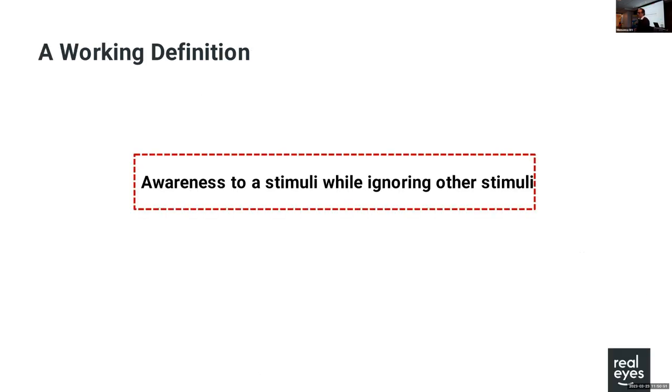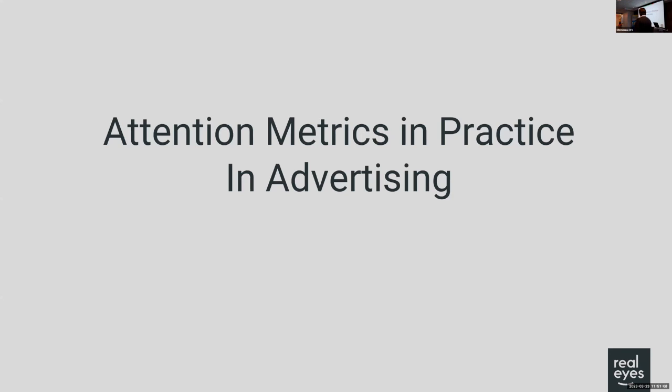But to get through the next 15 minutes, I thought we should at least align on a definition for purpose of discussion. So awareness to a stimuli while ignoring other stimuli. So let's use that as a definition while we go through the next. Okay, so before we get into visual attention, I think the context is key of what's the landscape of attention metrics.